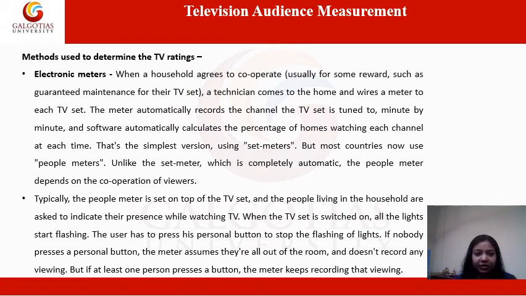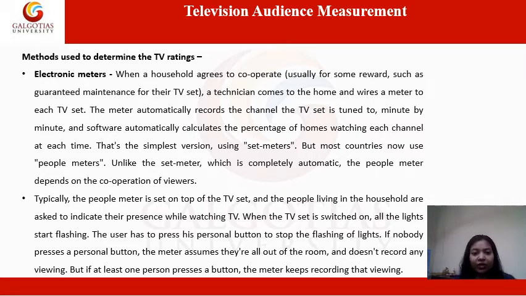The next method used to determine the TV ratings is electronic meters. When a household agrees to cooperate, usually for some reward such as guaranteed maintenance for their TV set, a technician comes to the home and wires a meter to its TV set. The meter automatically records the channel the TV set is tuned to minute by minute, and software automatically calculates the percentage of homes watching each channel at each time.